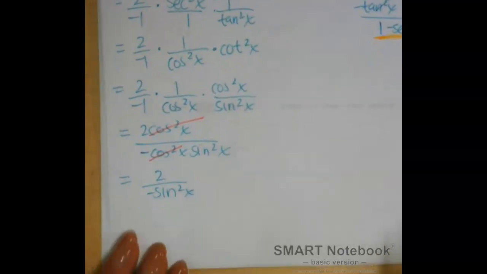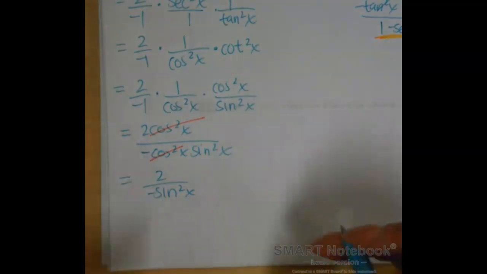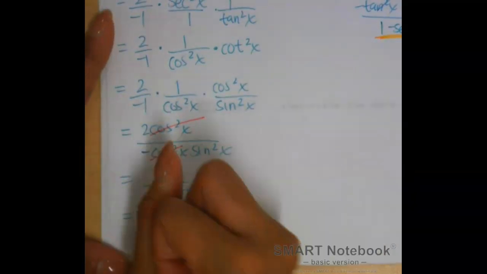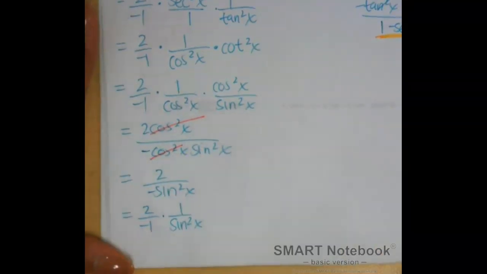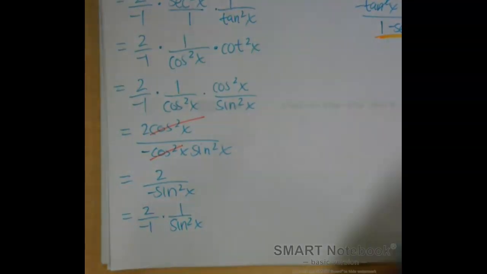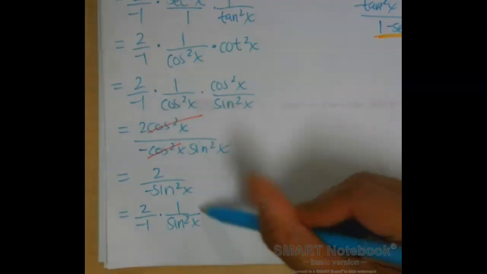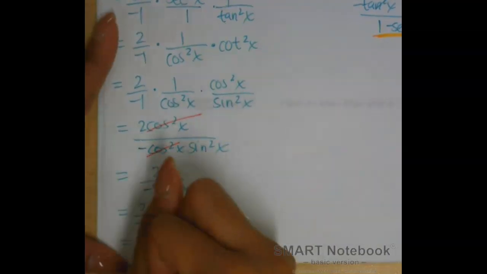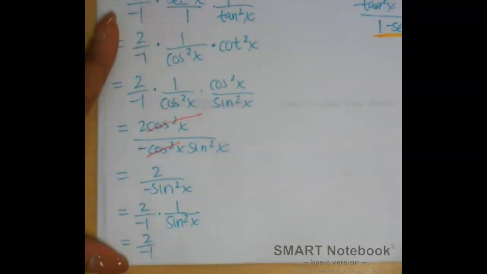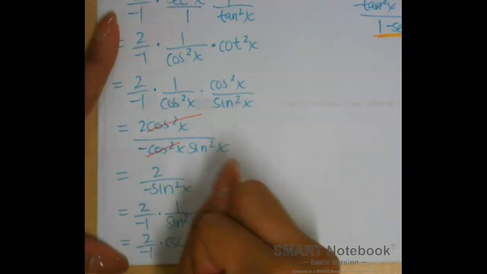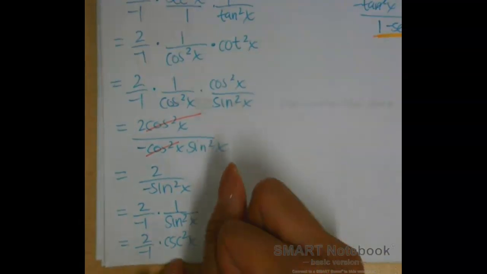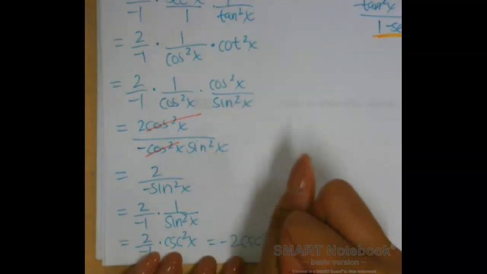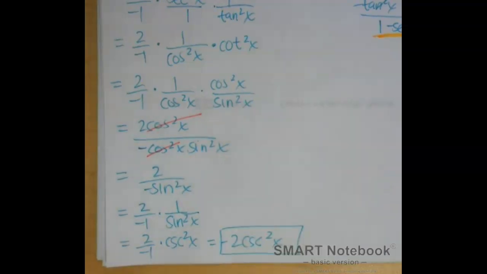You don't have to technically split this up, but since you're learning this, I'm telling you, split this up one last time to make it 2 over negative 1 times 1 over sine squared x. Heidi, why do you think that's important for me to split up? What could you kind of replace? Okay, what can I replace 1 over sine squared x with? Secant or cosecant? Cosecant. CSC squared x. All you have to do from here, guys, is just simplify. 2 over negative 1 is just negative 2 cosecant squared x. That would be your answer.